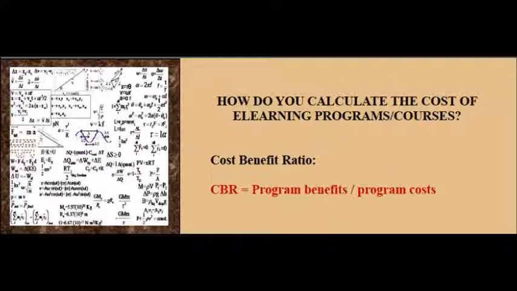The first one is the CBR, which is the cost to benefit ratio. And essentially it is the program benefits divided by the program costs. So it's a very simple and straightforward formula that you can utilize to determine whether or not e-learning is going to be the best route for your organization.